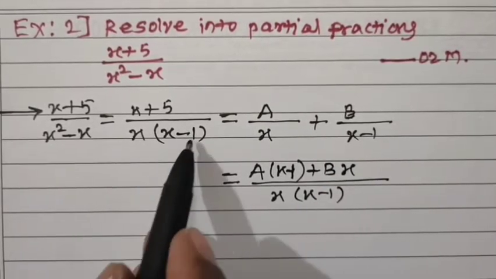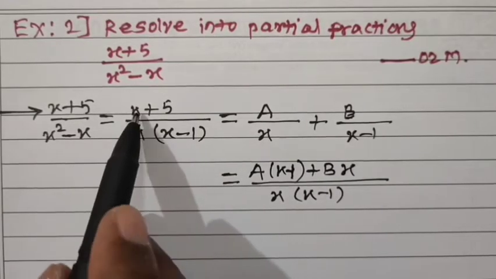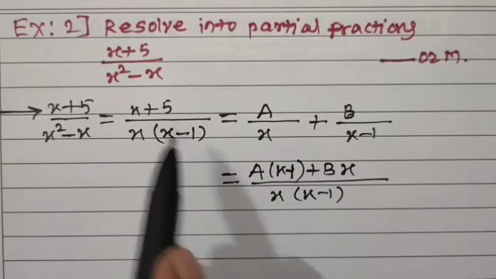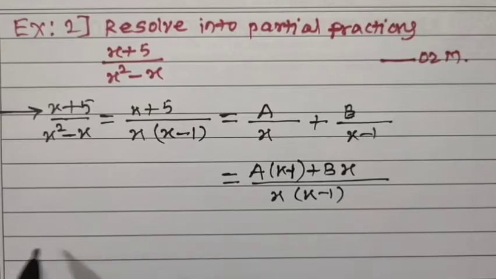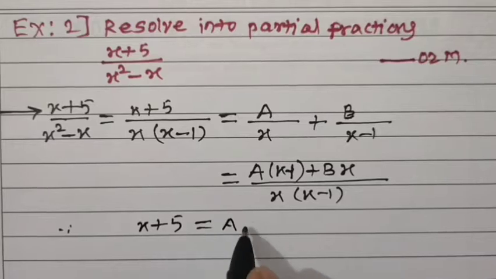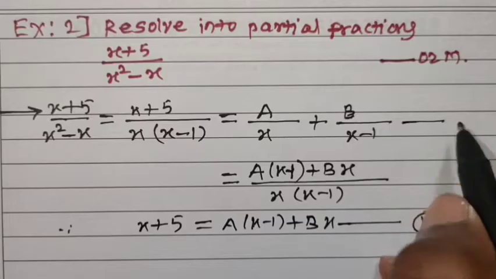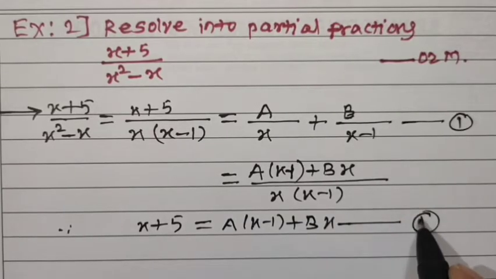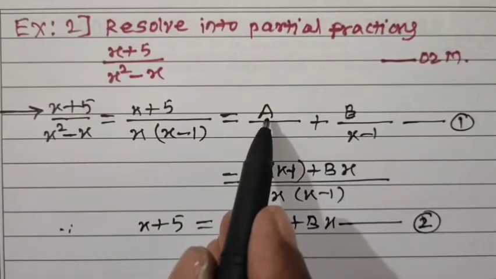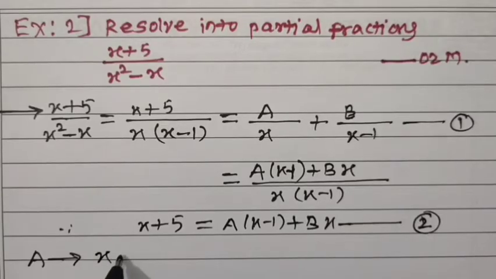Now the denominator of the left hand side is equal to the denominator of the right hand side. Hence we can say x plus 5 is equal to a into x minus 1 plus b into x, meaning numerators must be equal. You can consider this as equation number 1 and this as equation number 2. Now to find the value of the arbitrary constant a, its denominator is x, equate the denominator to 0.